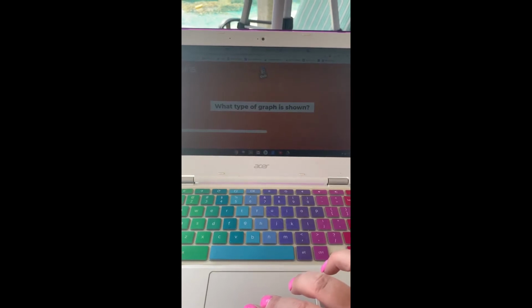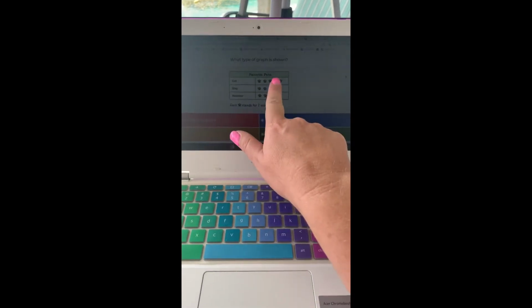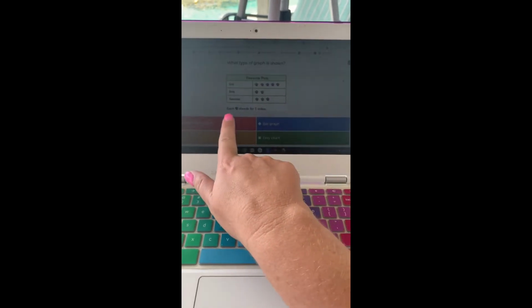What type of graph is shown? We're going to show us another graph. Okay, here we have favorite pets. It tells us the pets here, and paw prints. Then we have down here our key.